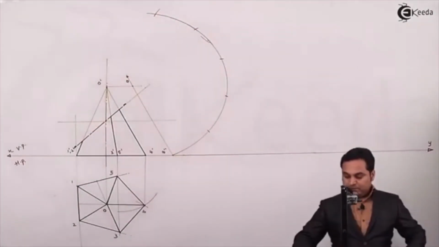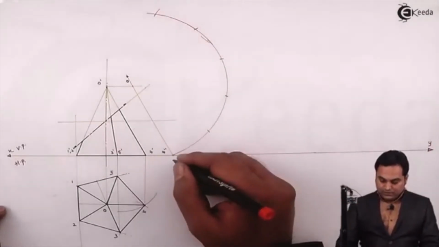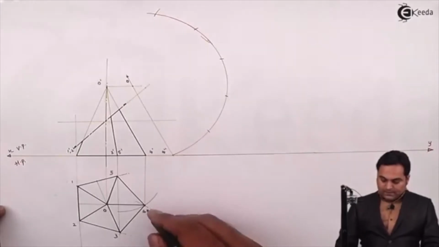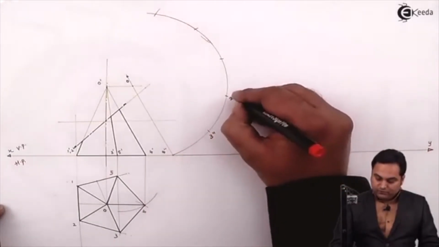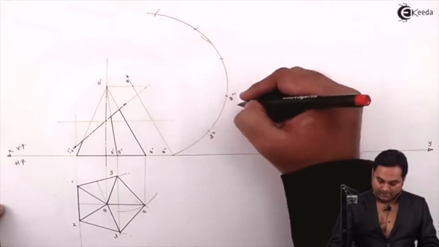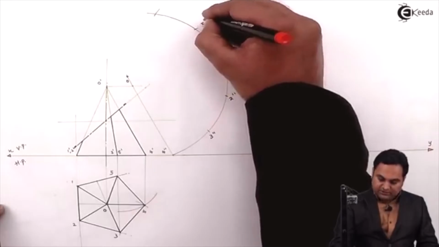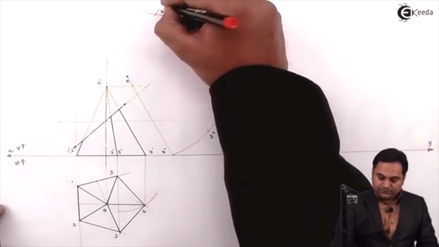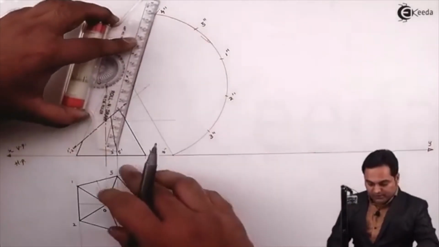Then here I'll give the notations. After 4 double dash, I'll say that it is 3 double dash, then 2 double dash, next 1 double dash, 5 double dash, and again 4 double dash. So joining them with the help of light line with the apex.